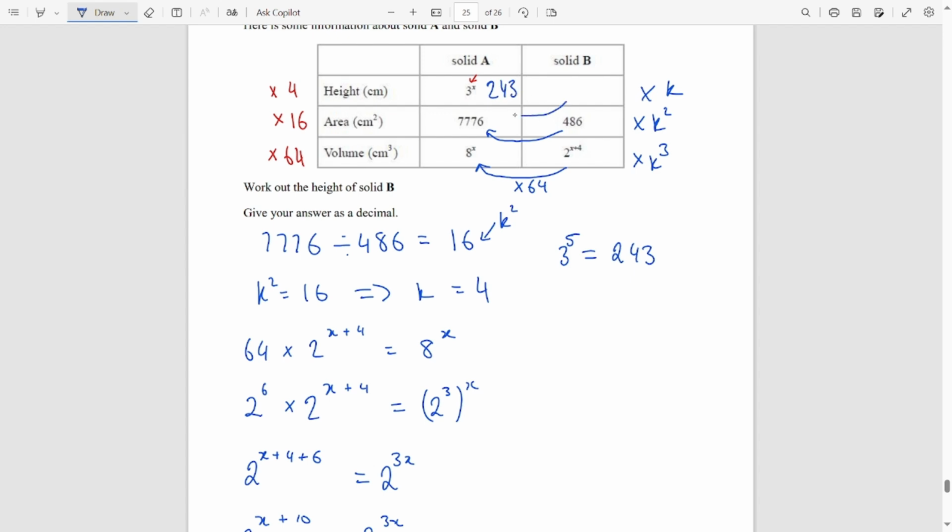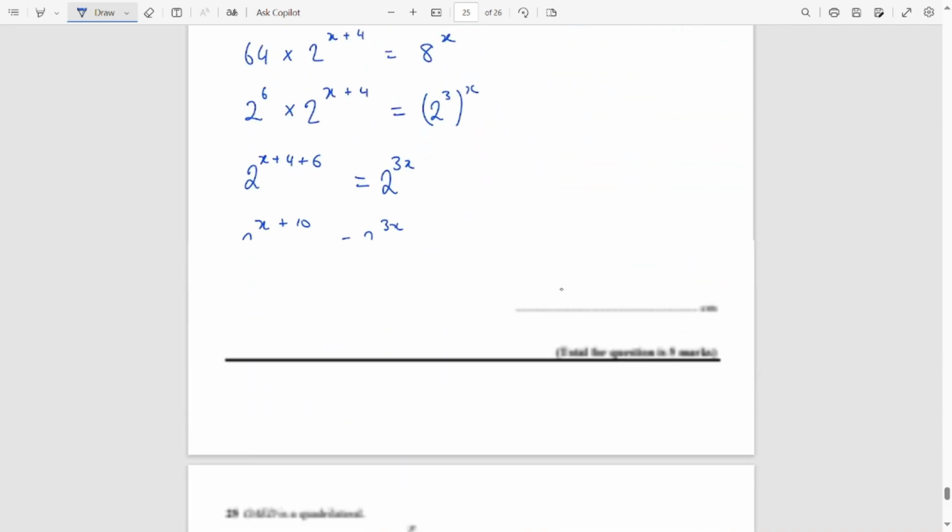Now we were going in this direction to get k times by 4, so to go back the other way, I'm going to have to divide by 4. So I'm going to have 243 divided by 4, and it says give your answer as a decimal. This is 60.75, and that is our answer. We can write this on our line.